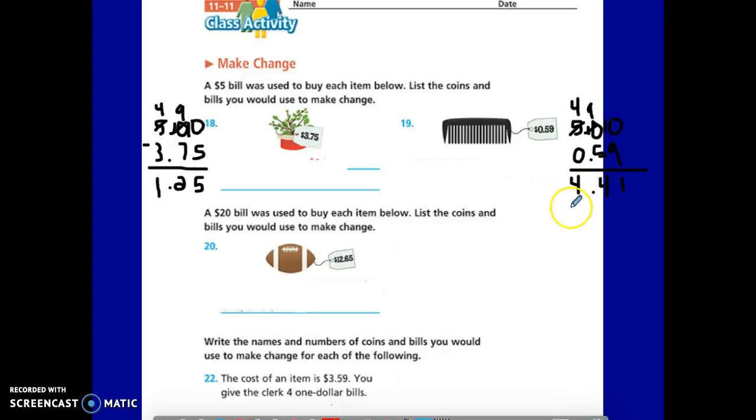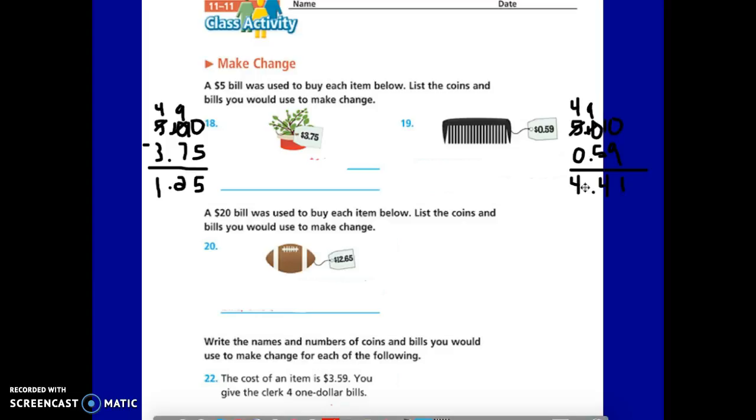So then I got to figure out what I could use for my amounts. I know I could use 4 $1 bills, so I could use those. Okay, and then I have 40 cents left. So if I have 40 cents left, I could start with 1 quarter to get me 25 cents of the way there, and then I could do a dime, which would give me 35 cents.